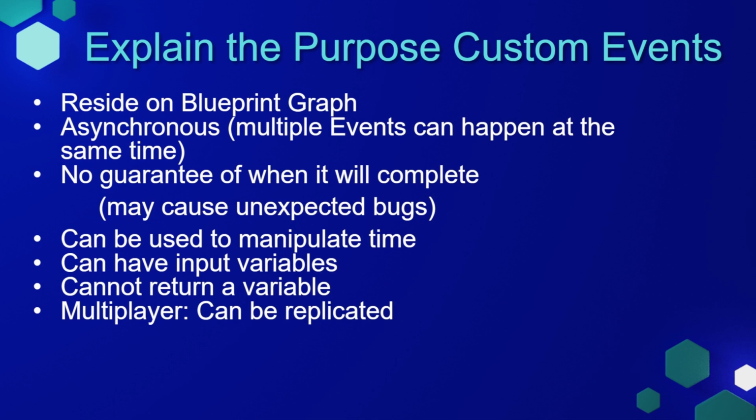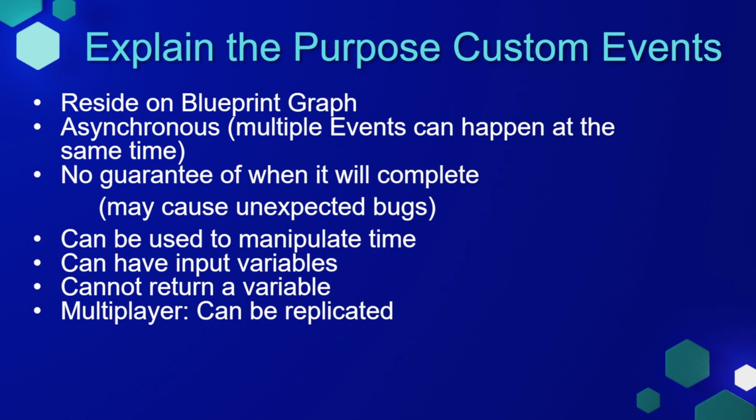And in a game where there's many, many things happening on a screen, especially in a complex game, we want to be able to have some asynchronous behavior. We don't want every single thing to have to wait its turn. So we can call an event in our functions or through other events, and we can let all of them be happening at the same time. One issue with events, though, is that there's no guarantee of when it will complete. And this may cause unexpected bugs. So if we need to have absolute control over when something will complete, we probably want to use a function.